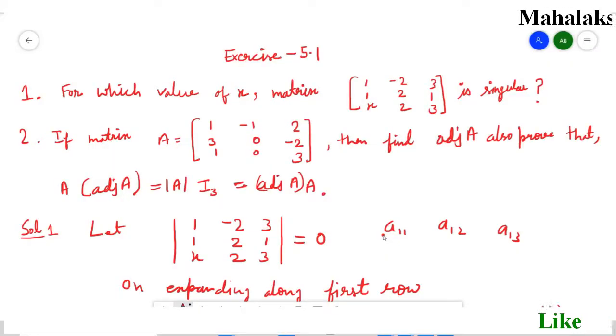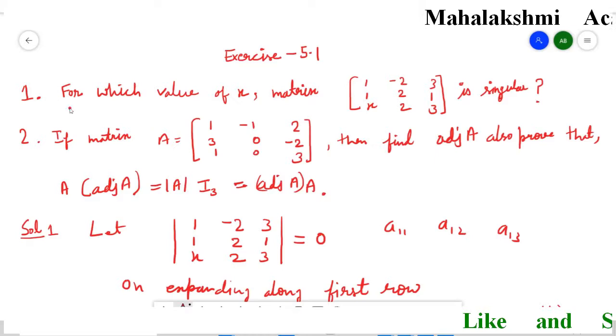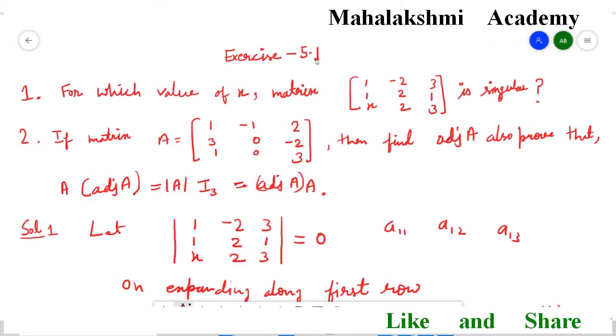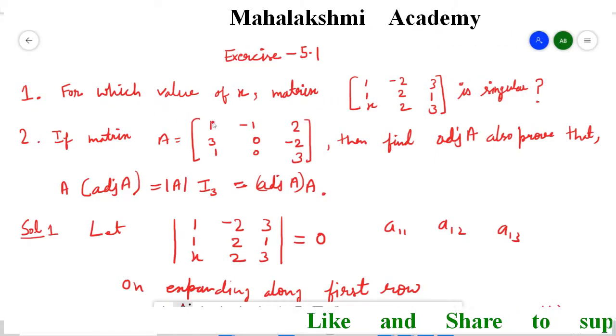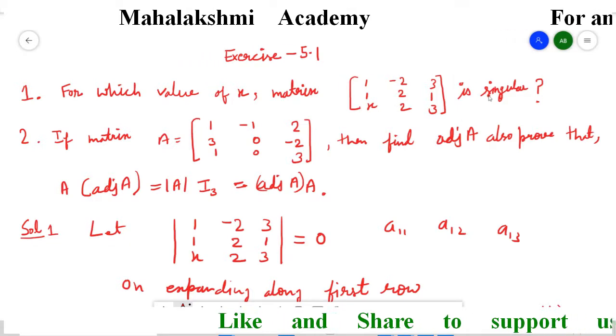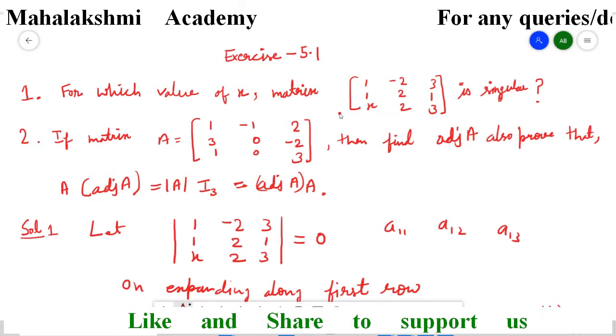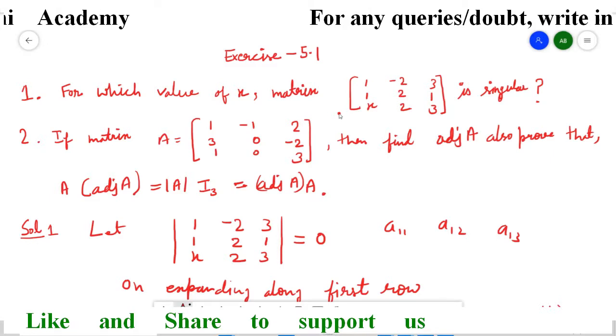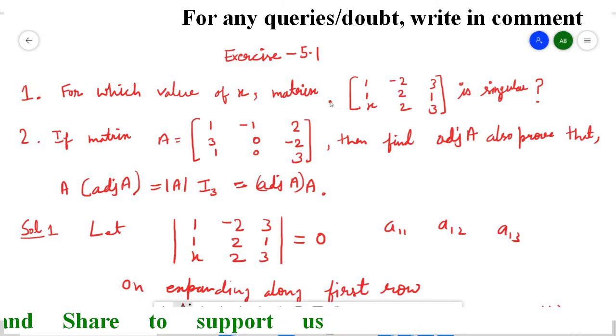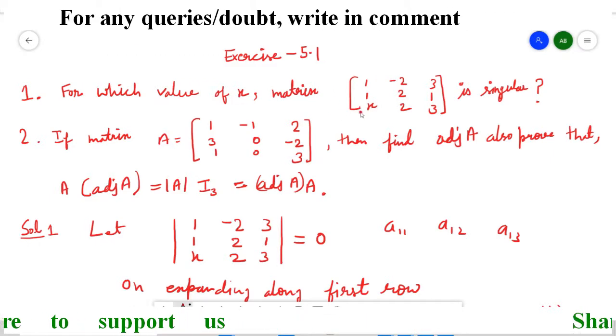Hello everyone, I am going to explain question number 1 and 2 from exercise 5.1. Question number 1 is: for which value of x is the matrix singular? Students, in my previous video I explained the meaning of a singular matrix. A matrix is named singular if its determinant is 0.